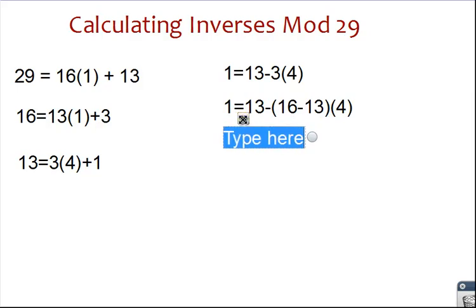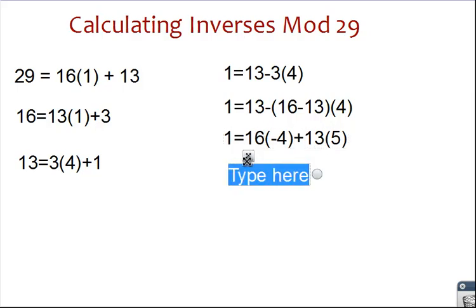We say that 1 is 13 minus negative 4 times 13, so that's 13 times 5, and 16 times negative 4. Okay, so 16 times negative 4 and 13 times 5. And you can check this along the way. 16 times negative 4 is negative 64 here. 13 times 5 is 65. 65 plus negative 64 is 1. So we're good.